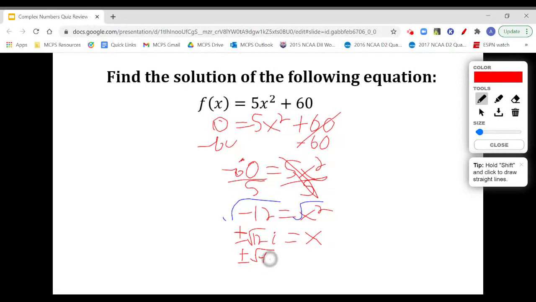So I rewrite 12 as 4 times 3. Okay, which allows me to take the square root of 4, which comes out as 2. Once again, I cannot take the square root of 3, not a whole number. Okay, but in doing this, I find that my answer comes out to plus or minus 2 root 3i.